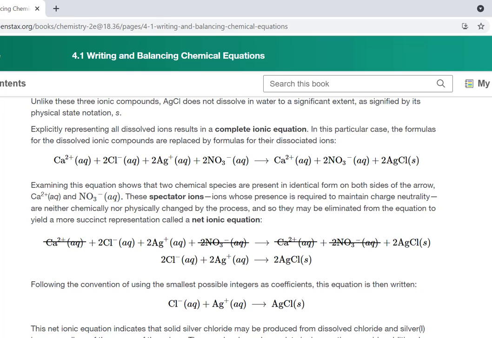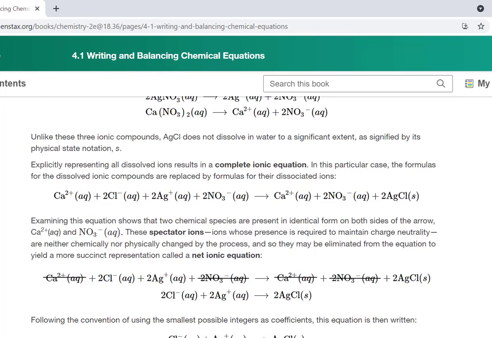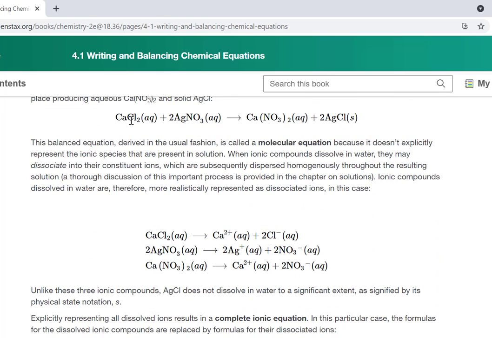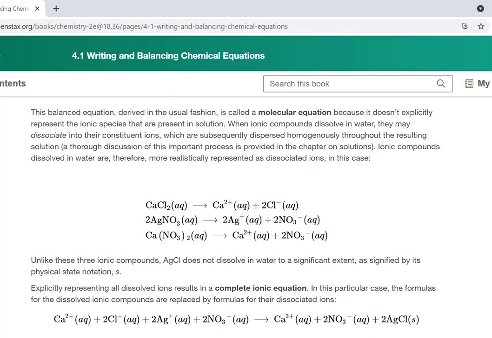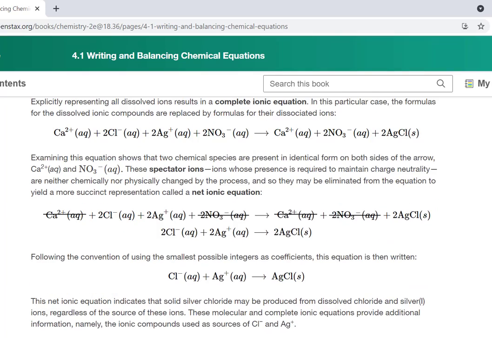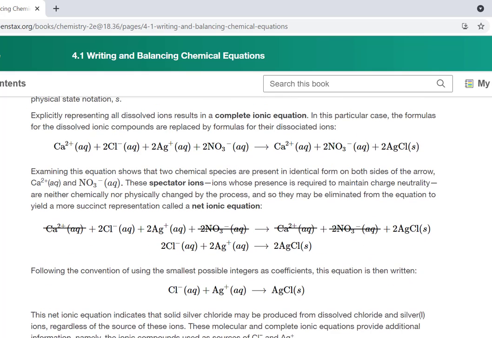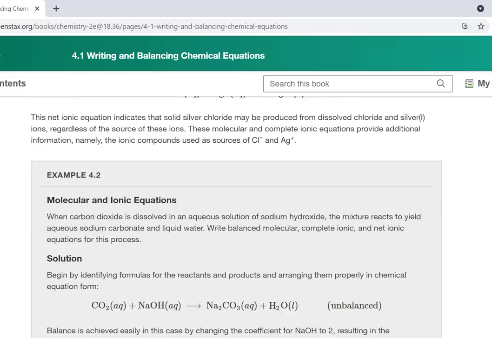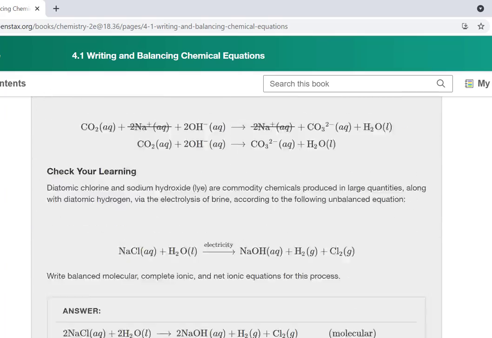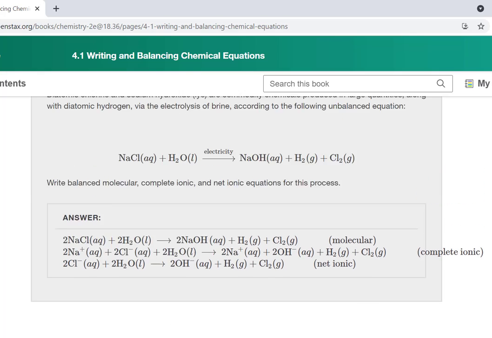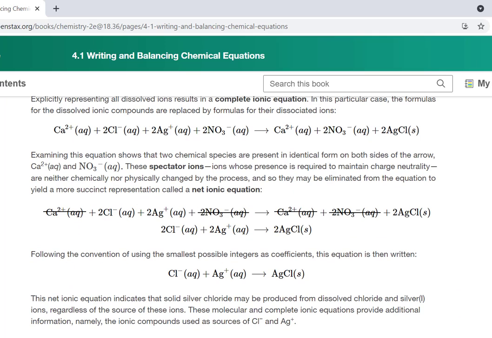So you want to be able to go from the chemical equation, or as algebra calls it, the molecular equation, to the complete ionic equation to the net ionic equation. And this is something we'll look at in more detail in the next section of this module. But there are some examples here, so please feel free to look at those. So that concludes Module 4.1.